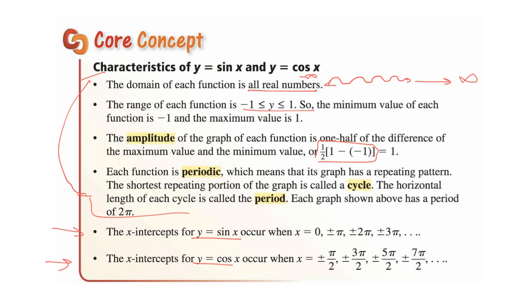Period. Each function is periodic, which means it has a repeating pattern forever and ever, unless it's labeled otherwise. The shortest repeating portion of the graph is called a cycle. So that's like 1 period is a cycle. It's 0 to 2 pi. So from 0 to 2 pi, that's the period.